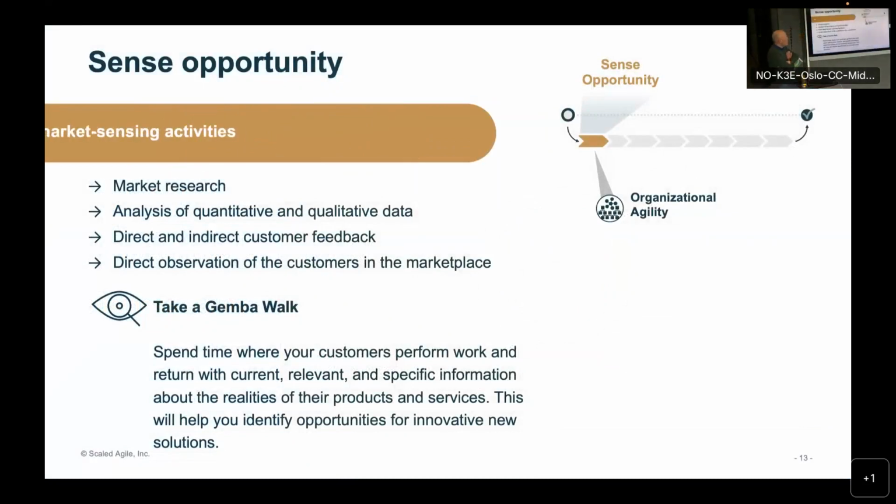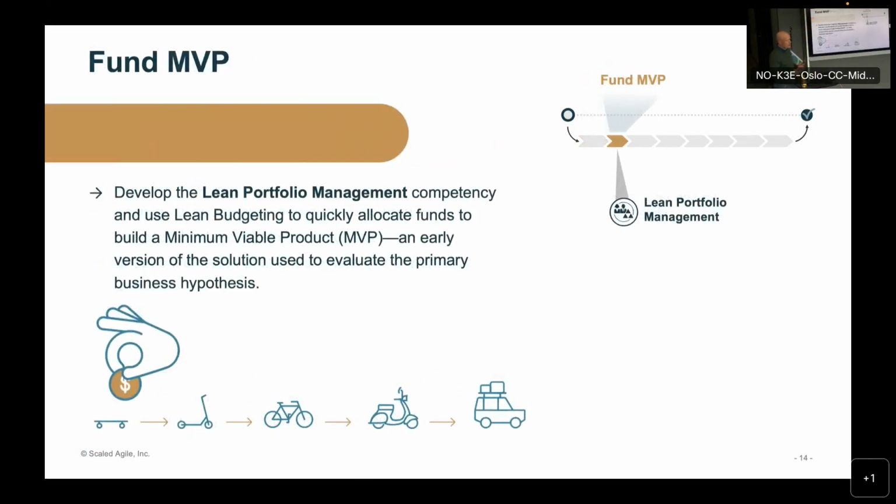So if we start at the first one, the sense of opportunity, that's where you have a learning organization that is, how should I say, connected with the customer. They will have taken the Gemba walk, which is Japanese for where work is done. So you need to know your customers, you need to know their marketplace. So this is the sense part where you need to really understand what the customer needs, right? And how to go about it.